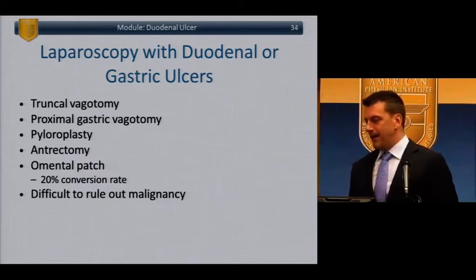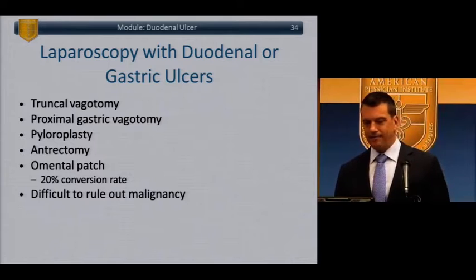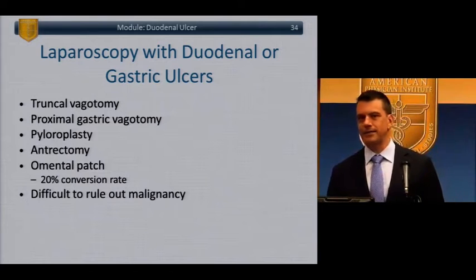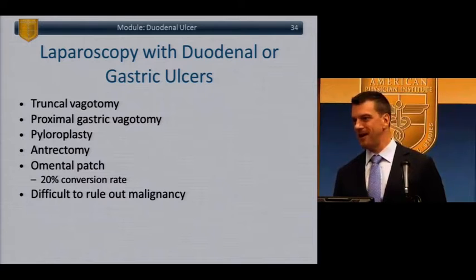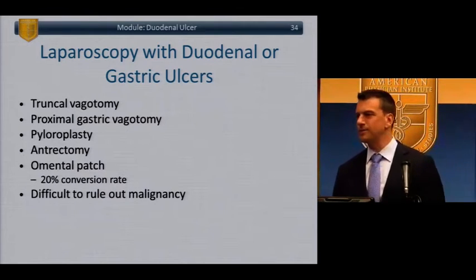So laparoscopy can be done with duodenal and gastric ulcers. You can do a truncal vagotomy, proximal gastric vagotomy. All of these have been done laparoscopically. Pyloroplasty, antrectomy. Omental patch can be done. Usually the omentum has already sealed off the perforation, so it's just a matter of unpeeling the omentum that's fixed it and adding a couple of sutures to it laparoscopically. This is probably the easiest of all these operations to do. There's still a 20% conversion rate.